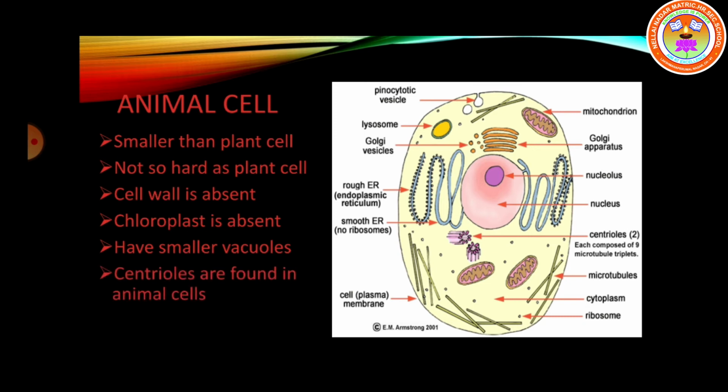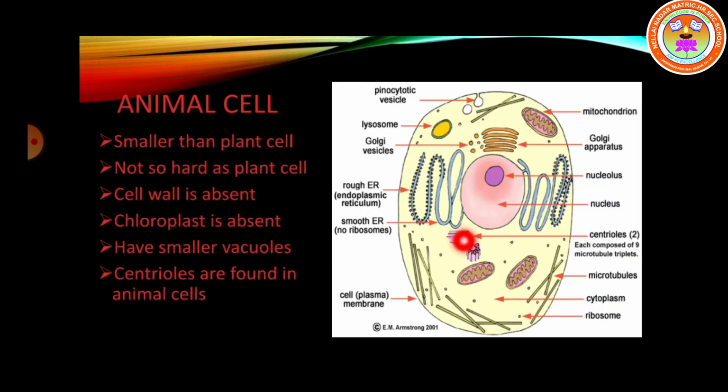And centrioles are found in the animal cells. So, what is present here? You can see the centrioles. Where are the centrioles? It is here, you can see. So, they are the centrioles. Okay, the centrioles, you can see this. Right. So, this is the centrioles.